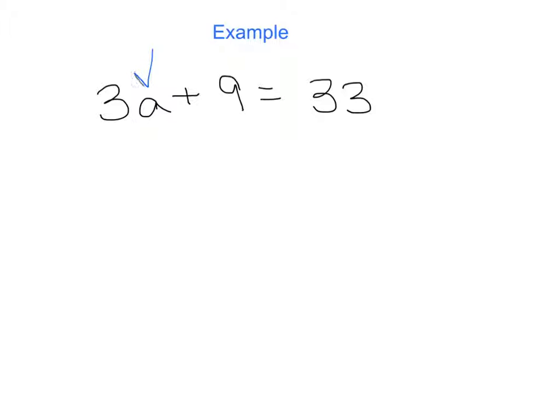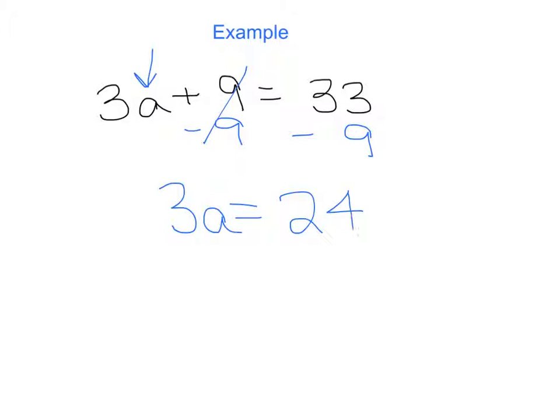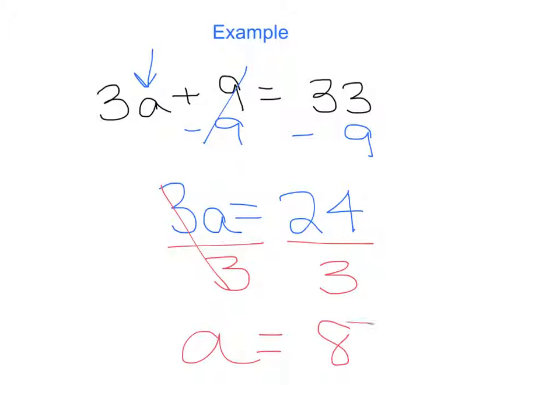We can see that the variable is a and it's being multiplied by 3. It's also being added to 9. So the opposite of order of operations is to subtract first. So we subtract 9 from both sides and we get 3a equals 24. Now, this is a one-step equation, so we divide both sides by 3 and we just get a equals 8.